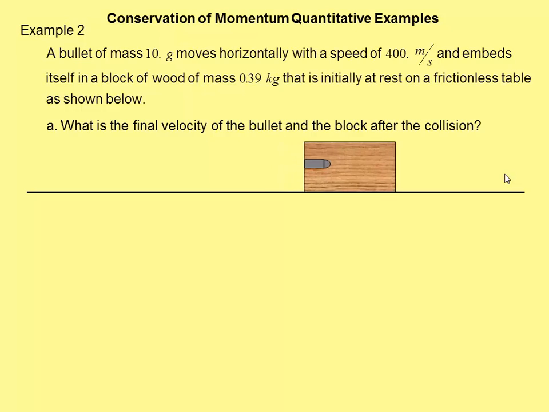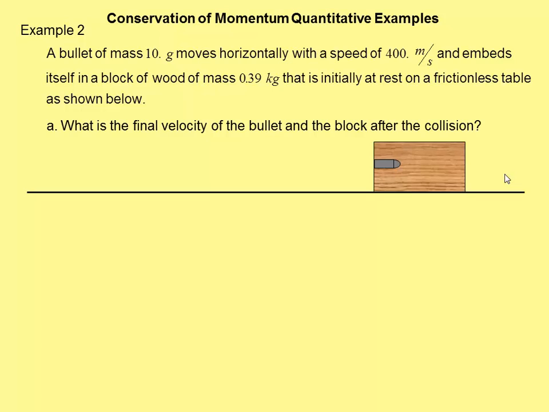The 10-gram bullet is moving horizontally at 400 meters per second, embeds itself into a much more massive 0.39 kilogram block of wood that is initially at rest on the frictionless table. And I want to know what's the final velocity of the bullet and the block after the collision.